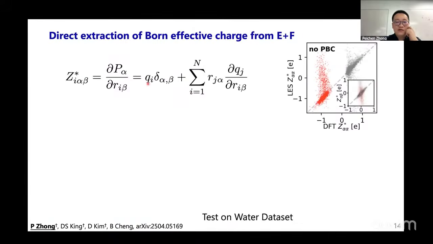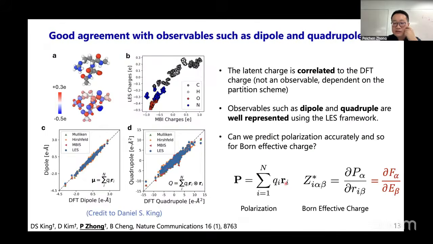Naively, if you directly sum all the charges times the displacement, then you can get something. This result is not that satisfactory. You can see that it's very far away from the linear correlation. This is because in a periodic system, you cannot simply compute the polarization by summing over Qi times Ri, because when the atoms go across the boundary, they come back to the wrapped coordinates.